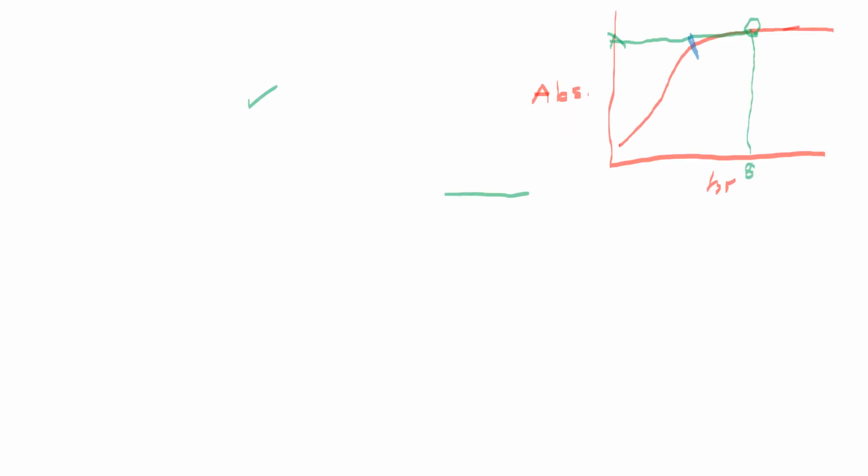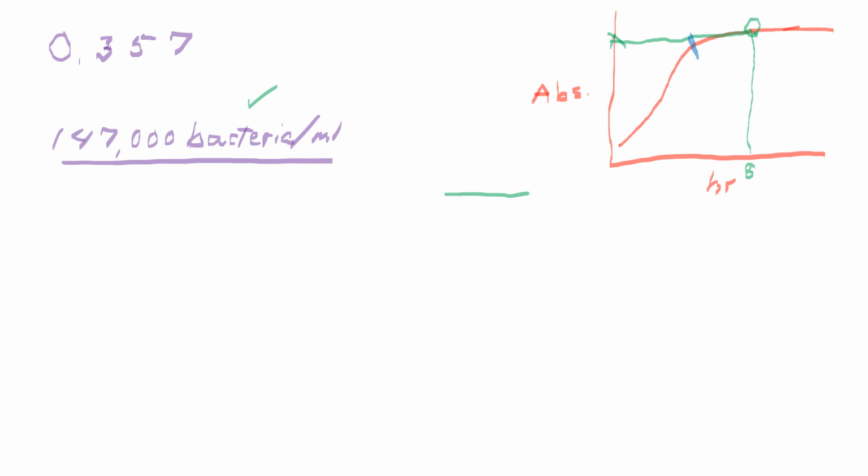Let's just say you have a third sample and the reading is 0.357. Then you just take 147,000 bacteria per mil. I always say keep your units so you don't forget what you're doing. A colleague of mine from years ago who used to teach chemistry always told his students, you cannot have naked numbers. Always keep your units.